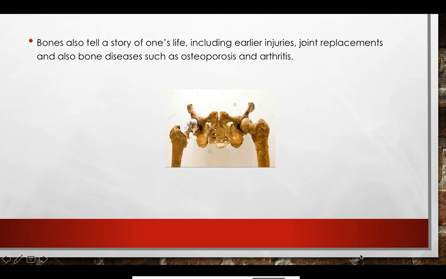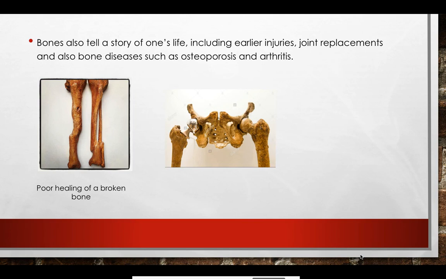Now, bones also tell a story of one's life, including earlier injuries, joint replacements, and also bone diseases such as osteoporosis and arthritis. So it can tell us a little bit about how that person lived while they were alive. One example is by looking at the quality of the bones. And you can also usually tell if a bone has been mended from a break.